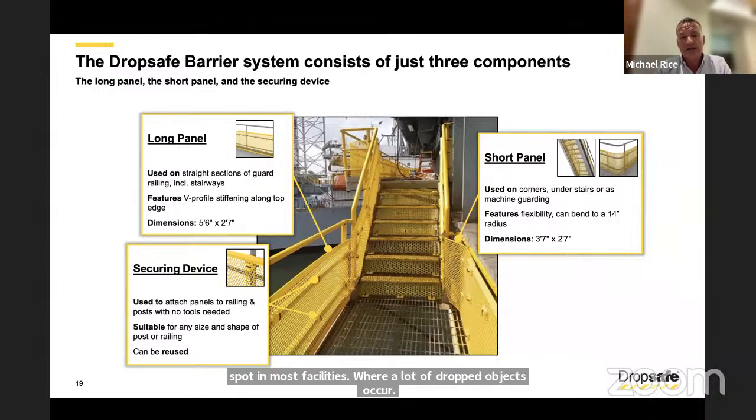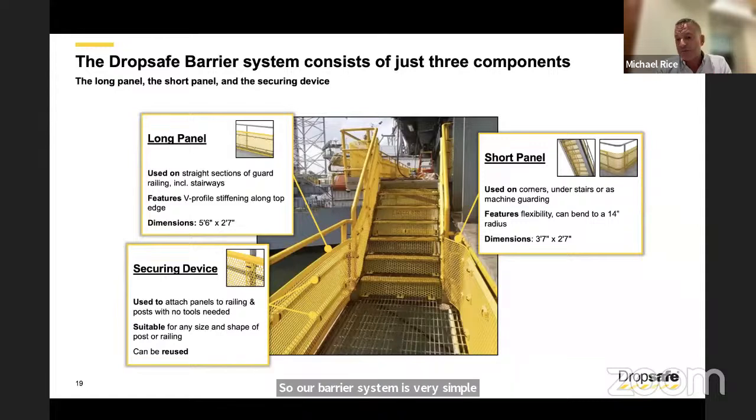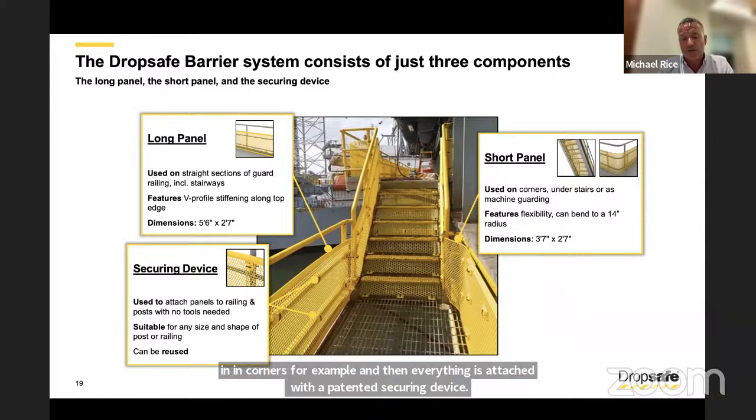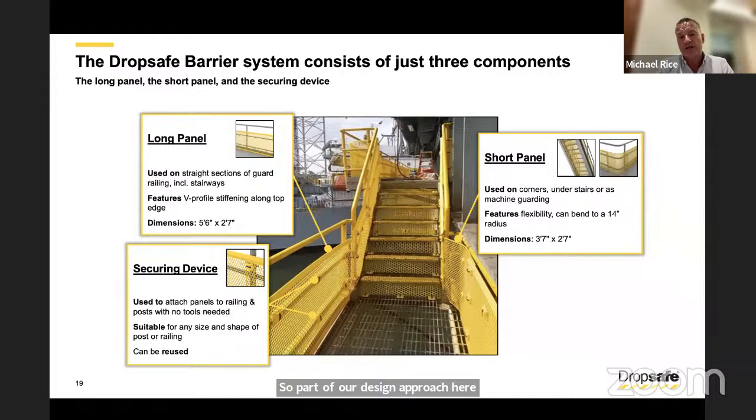Our barrier system is very simple. It has three basic components: long panels for your long straight sections of handrail, short panels for underneath the stairs or in corners, for example, and then everything is attached with a patented securing device. Part of our design approach was, how do we develop a product that requires no tools for installation, maintenance, or removal? Because if you have to install a product at height using tools, you're ultimately increasing the risk of dropped objects through the installation, maintenance, or removal of the product.